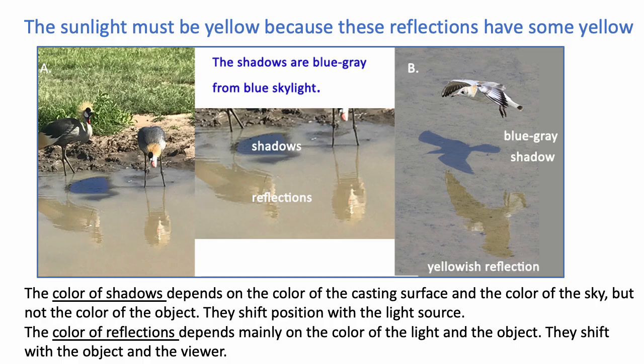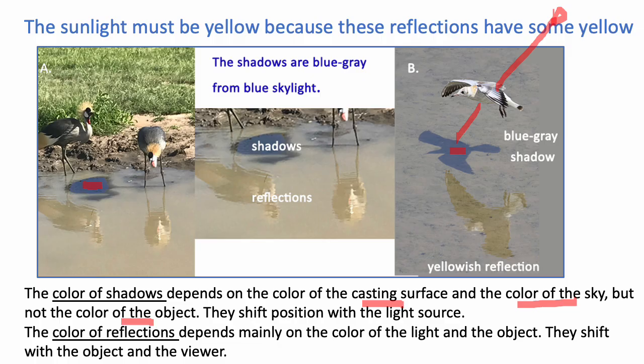Shadows require an opaque, non-shiny surface to become visible to the viewer. In this first case, the shadow is falling on the silt on top of the water, and in this case, it's falling on the sand. And since shadows are transparent, you can see the ground underneath them. And because they represent the lack of direct light, they are always positioned opposite the light source. So here the sun is here, it hits the object, and the shadow is down here. Furthermore, shadows reveal the colors of the casting surface and the color of the sky, but not the color of the object. And they shift with the position of the light source.